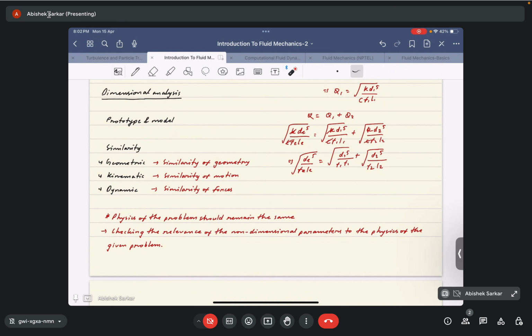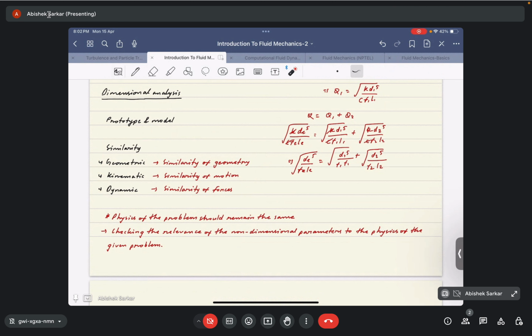Then in order to have a quantitative approach to dimension analysis, there was the inclusion of the Buckingham Pi theorem, which basically states that if we are going to analyze or understand a given problem through dimension analysis, we are going to understand which are the non-dimensional numbers or non-dimensional parameters that can be used to define the problem.